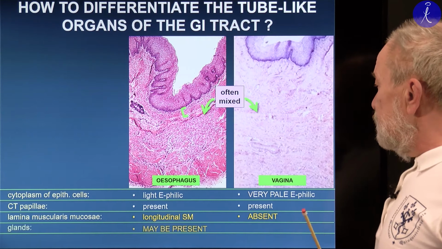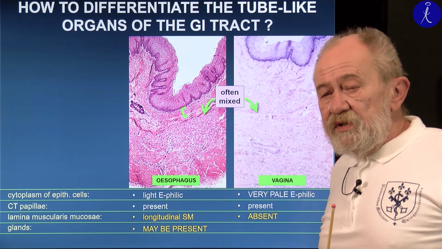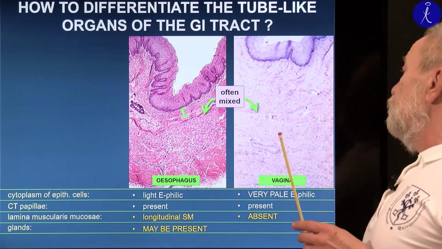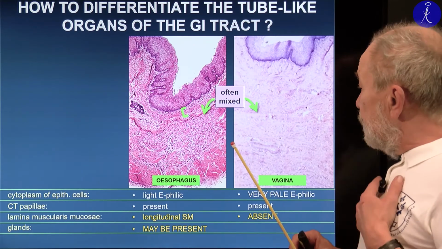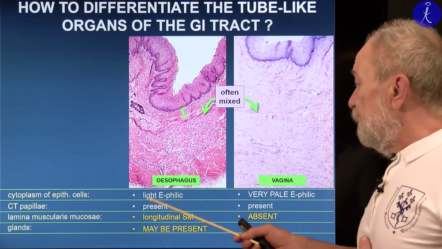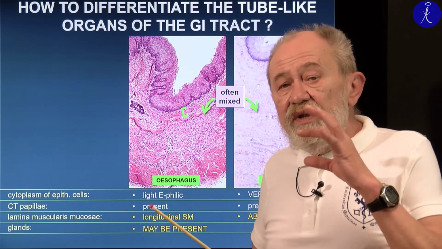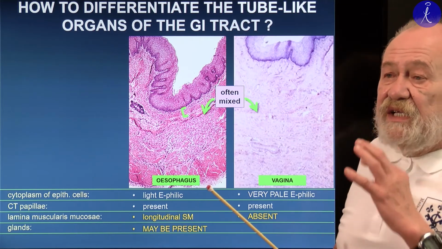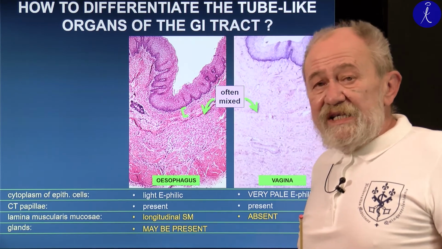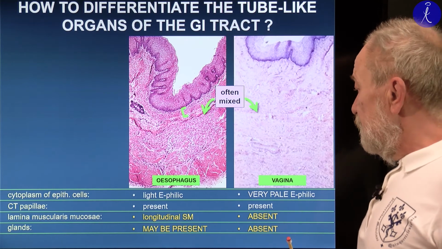The other thing is the glands. That's what the main argument of students used to be when I asked how they could mix up the two slides. They said that because they did not see glands in this slide, this should be the vagina. Now, the glands may be present in the esophagus, but you remember that only at two levels, close to the beginning and close to the end of the esophagus. But most of the slides contain no glands at all. In the case of the vagina, glands are never present, as you remember.